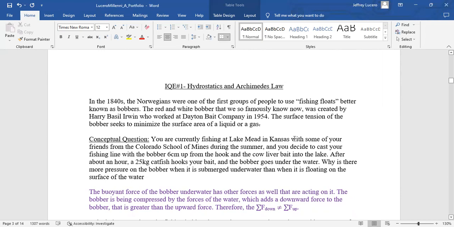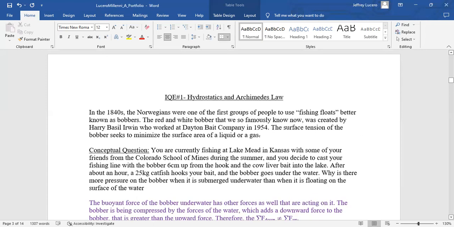And I said the buoyant force of the bobber underwater has other forces as well that are acting on it. The bobber is being compressed by the forces of the water, which adds a downward force to the bobber that is greater than the upward force. Therefore, the sum of the forces down does not equal the sum of the forces up, which is why there is more pressure on the bobber when it's submerged.